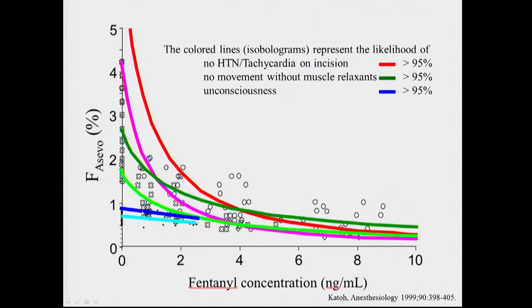This deep blue line here are all the possible combinations of sevoflurane and fentanyl that make sure that more than 95% of the patients are unconscious. This dark green line here are all the possible combinations of sevoflurane and fentanyl that make sure that 95% of the patients will not move after incision without muscle relaxants. And this red line here are all the possible combinations that make sure that 95% of the patients do not develop hypertension and tachycardia.